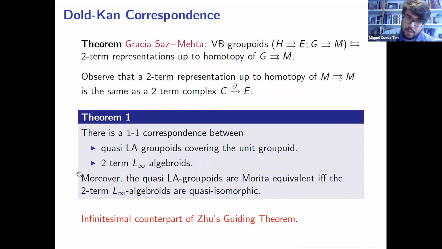Moreover, and this will be really important, the quasi-LA groupoids are Morita equivalent if and only if the two-term L-infinity algebroids are quasi-isomorphic. So Morita equivalence for quasi-LA groupoids gives you quasi-isomorphic L-infinity algebroids. And I just want to point out that this is really the infinitesimal counterpart of Sheng and Zhu's guiding theorem relating Stacky Lie algebroids and Lie 2-groupoids.